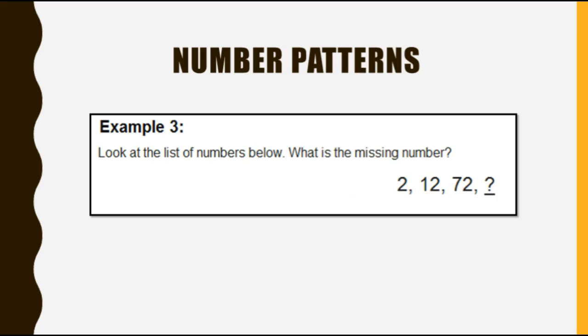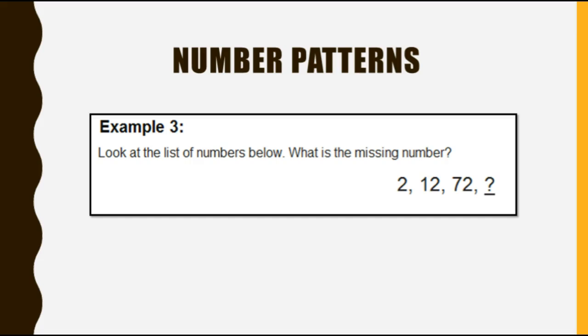Okay. Example 3. So let's find the missing number. Now this is increasing. The numbers are getting bigger. So we've got to figure out how they got from a 2 to a 12. You could say they added 10. Let's try that and see if that works as our rule. Okay, so 2 plus 10 is 12. Let's try that here. 12 plus 10, whoa, 12 plus 10 is not 72. Okay, so that helps us know that we're not using plus 10 as our rule.